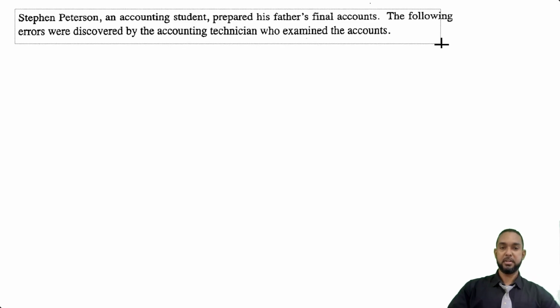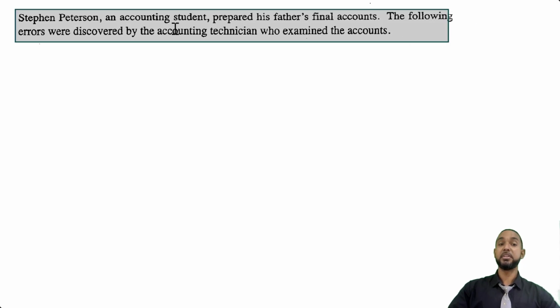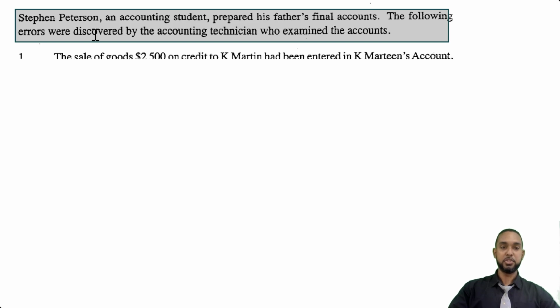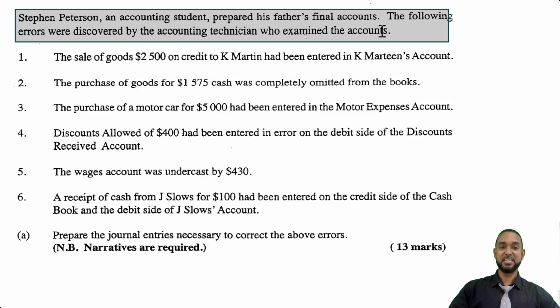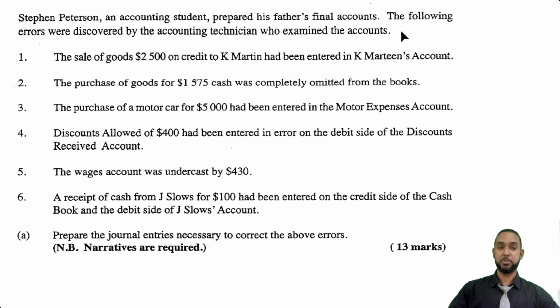And with that said, let's get into the question. Okay, so they tell us that Stephen Peterson, an accounting student, prepared his father's final accounts. The following errors were discovered by the accounting technician who examined the accounts. Now, what they want us to do is to do the journal entries to correct the above items, and the narratives are required. Now, we're going to go through them one by one.